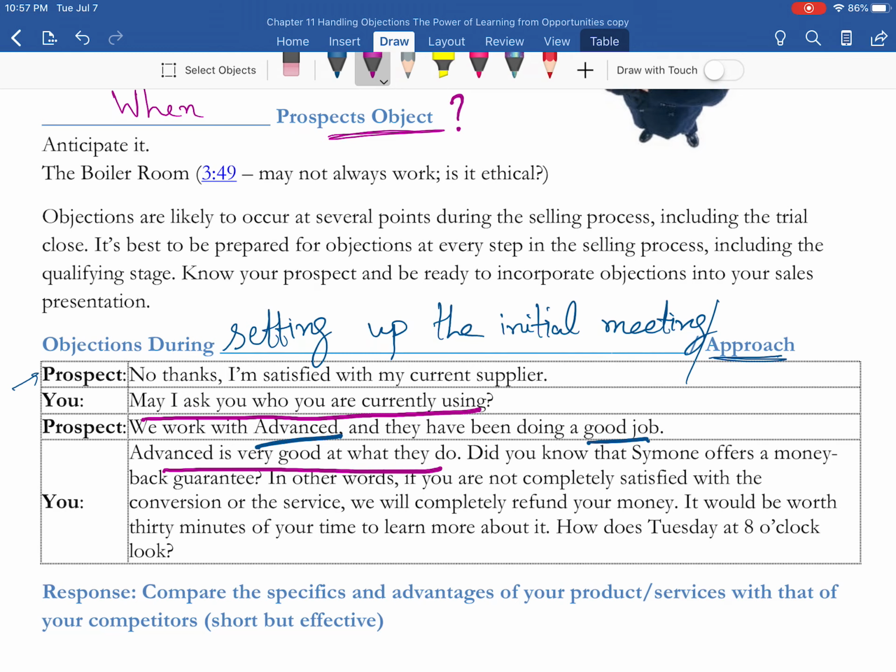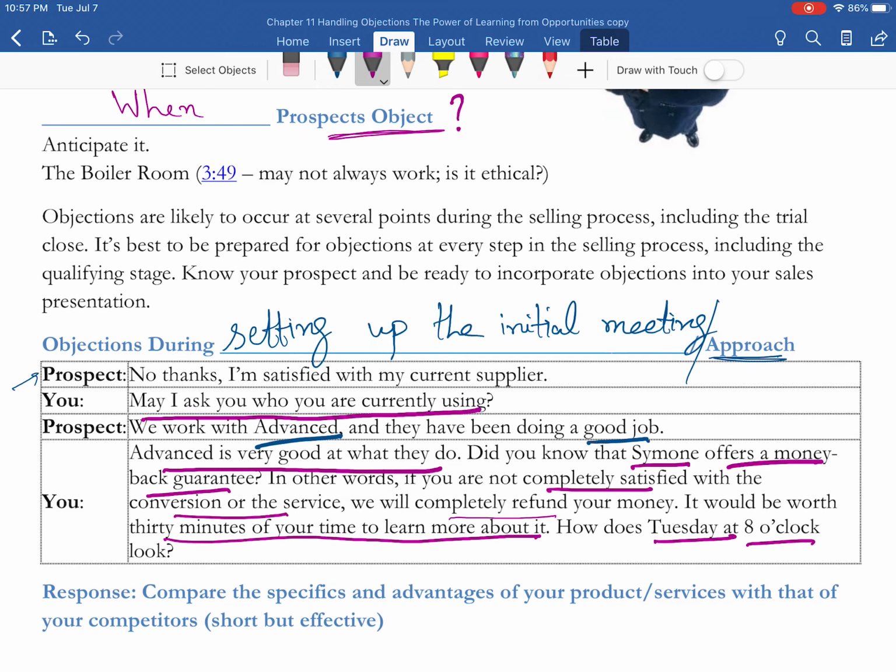Did you know that our company, Simone, offers a money back guarantee? In other words, if you are not completely satisfied with the conversion or the service, we will completely refund your money. It would be worth 30 minutes of your time to learn more about it. And also you take it to the next step where you are actually trying to make a presentation on Tuesday at 8 o'clock in the morning, right?